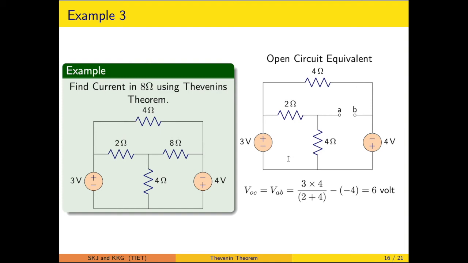potential divider. So the voltage across this 4 ohm will be 3 upon 2 plus 4, 6. So 3 by 6, which is the current, multiplied by 4. That will be the voltage of VA with respect to this point. VB is having a minus 4 volt. So VAB, which is equal to the VOC, is giving you the value 6 volt.